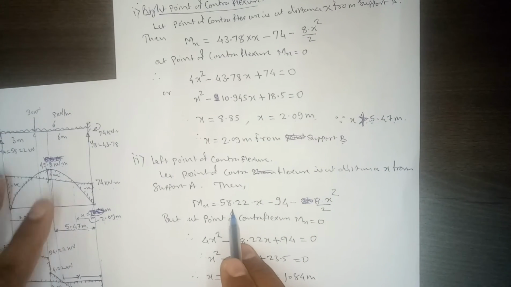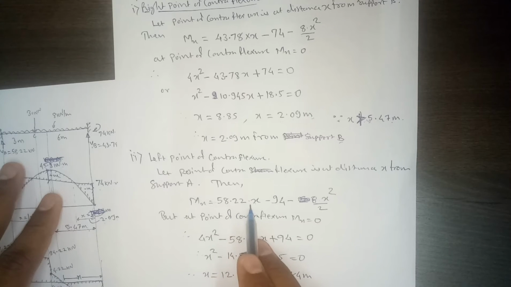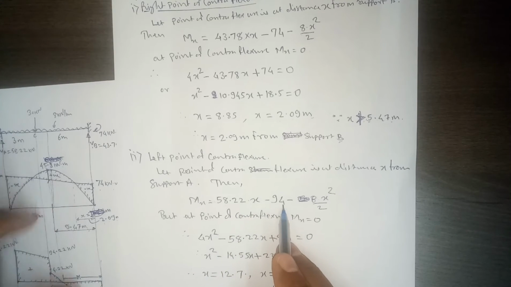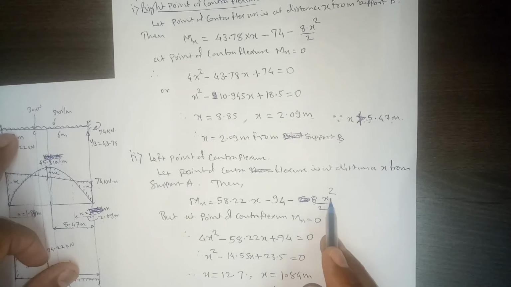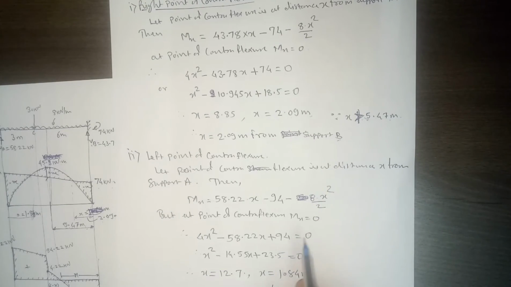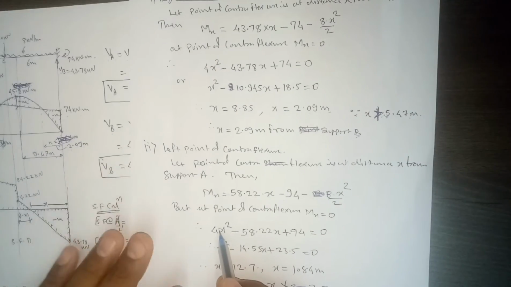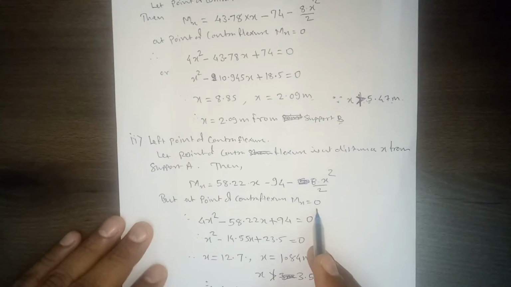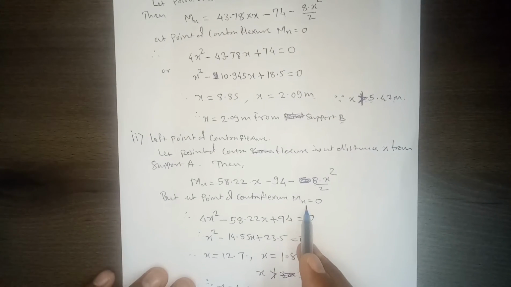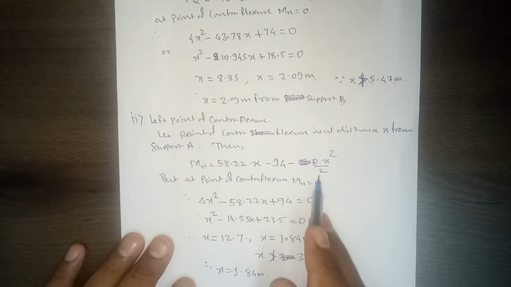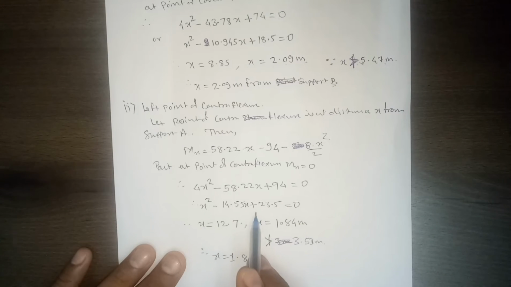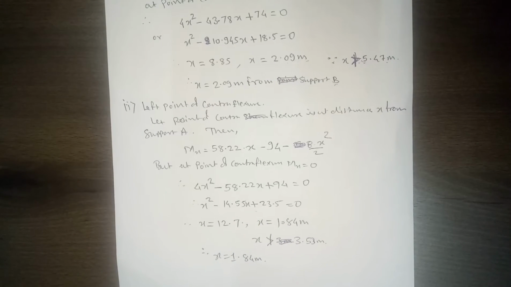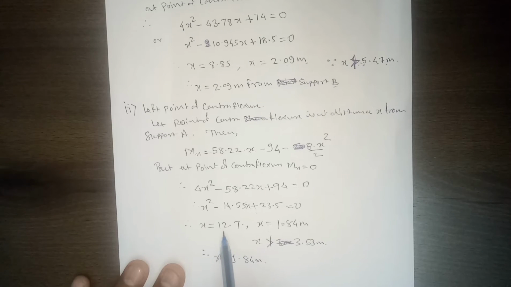Then first, due to this vertical reaction which is equal to 58.22 into x, minus 94, this fixed end moment, minus due to UDL 8 into x squared by 2. And again this Mx should be 0 since we are calculating the point of contraflexure. So we rewrite this equation, and this is again a quadratic equation. You solve this quadratic equation and you will get two values. One is 12.7, another one is 1.84.